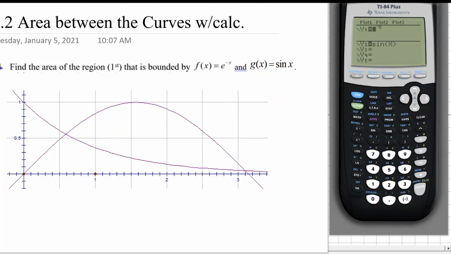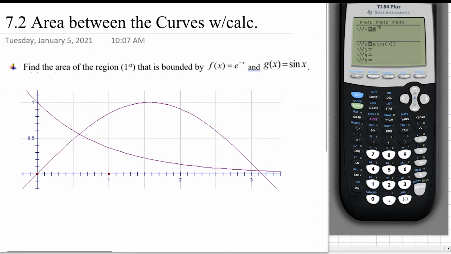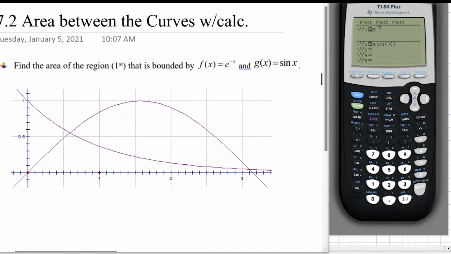Okay. We are still finding the area between the curves, but we're doing it with a calculator this time, as you can see. So suppose we have two functions. f of x is equal to e to the negative x, which looks like this. And this is g of x, and that is sine of x. So this first area, these will intersect infinitely many times, okay? So we are pretending we cannot even see this, but this is a calculator problem.